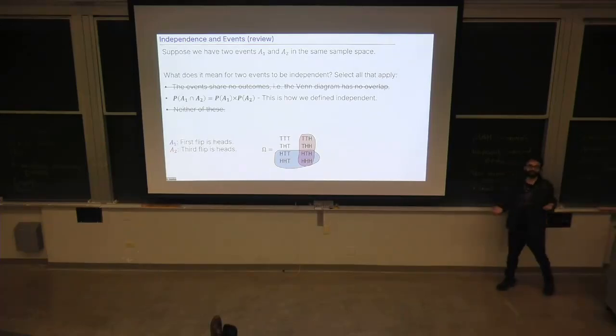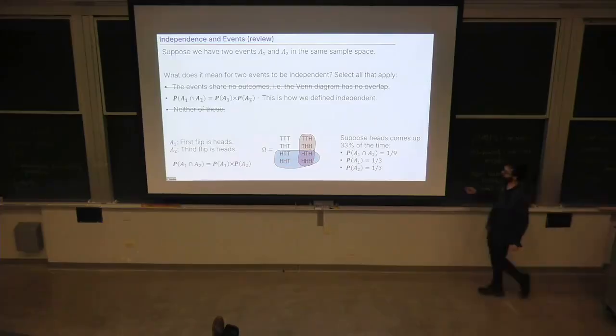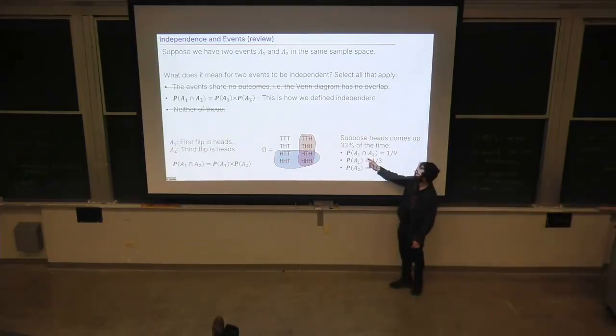Why are they independent? How do we define independence? What was the hallmark of independence? Well, it was simply that the probability of their intersection is the product of their individual probabilities. In this particular case, what's the probability of their intersection?